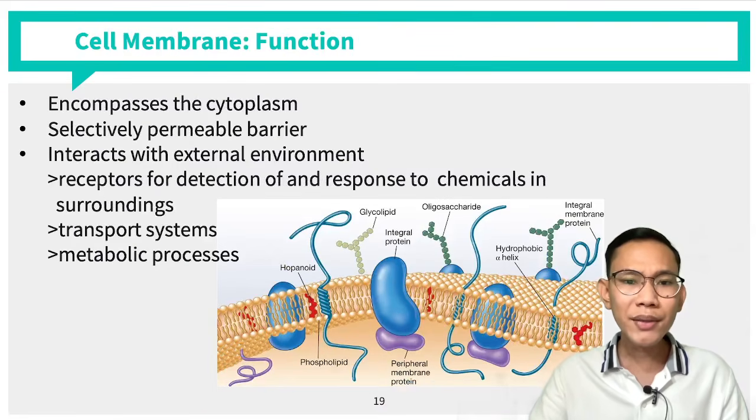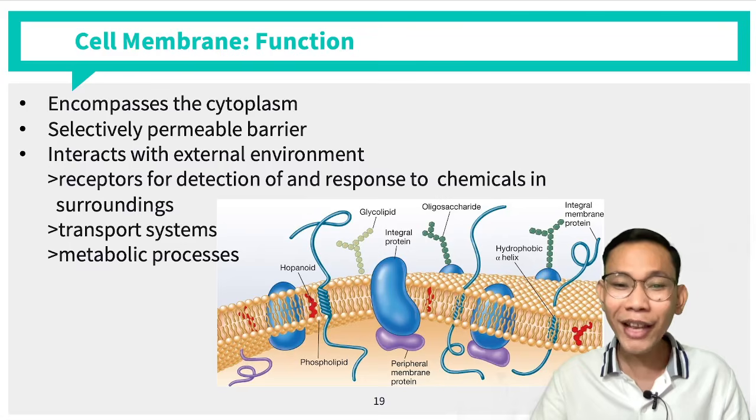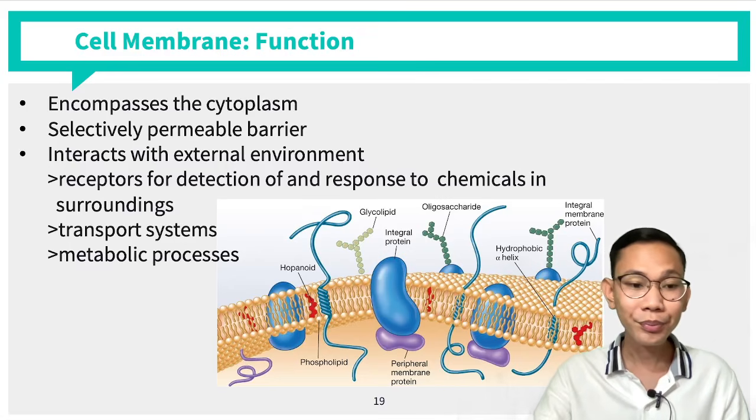So in terms of its function, Doc, it encompasses your cytoplasm. It is also a selective permeable barrier. It also interacts with the different external environment. So meron siyang receptors for detection of and response to chemicals in the surroundings, also your transport system and the different metabolic processes.